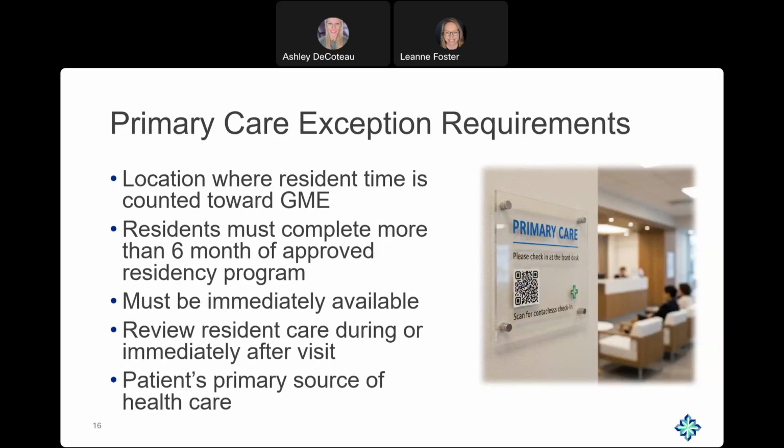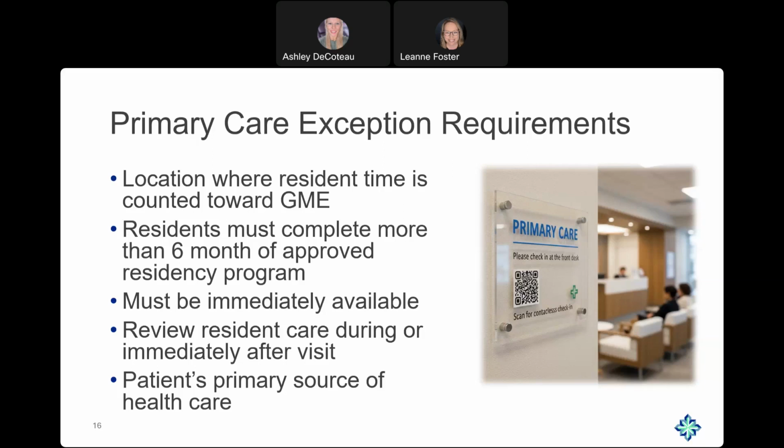Here we have the requirements for the primary care exception. So the service must be provided in a location where resident time is counted towards the graduate medical education program, such as the outpatient department of a hospital or an outpatient clinic. The resident must have completed more than 6 months of an approved residency program.